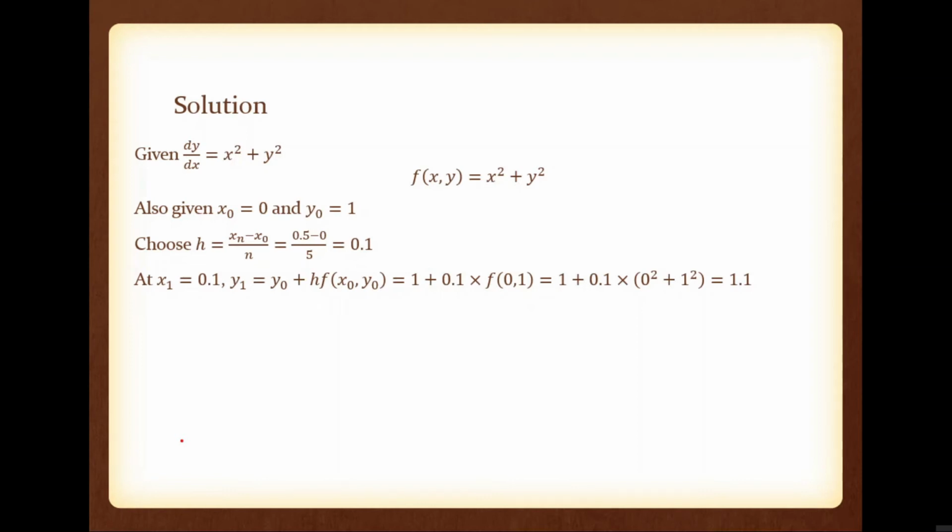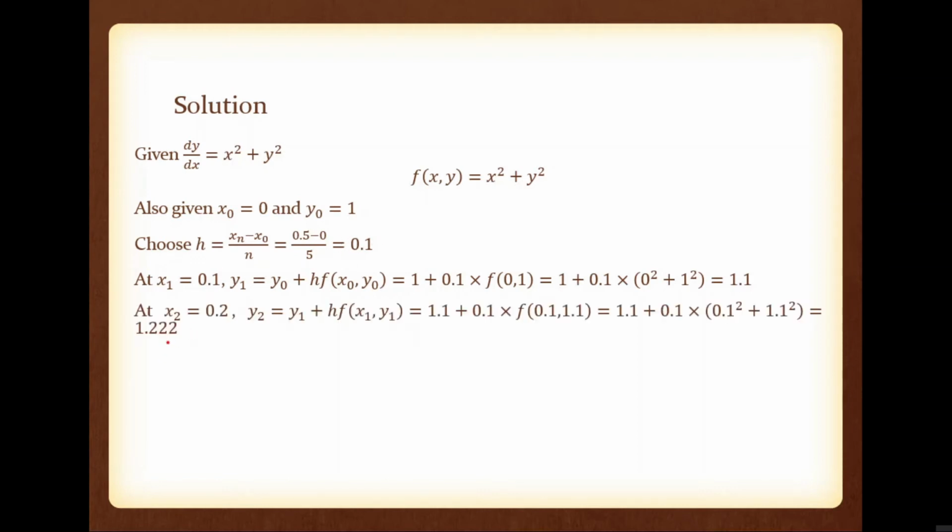Okay, so the next one is x2. x2 equal to x1 plus h. x1 is 0.1, so x2 equal to 0.1 plus h, that is again 0.1. So 0.1 plus 0.1, 0.2. So x2 equal to 0.2. Now at x2 equal to 0.2, y2 equal to y1 plus h into f of x1 comma y1. That is equal to y1 is 1.1 plus h is 0.1 into f of x1 comma y1.